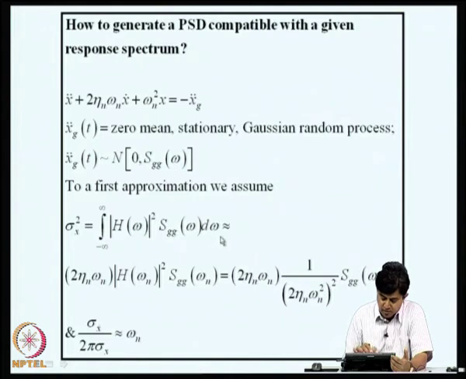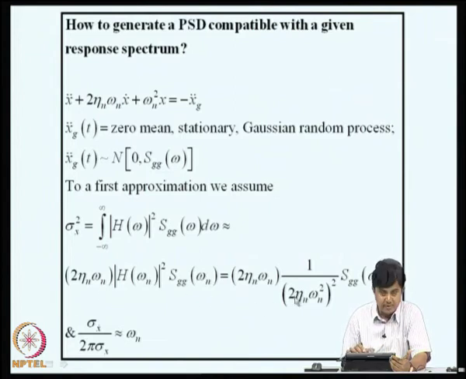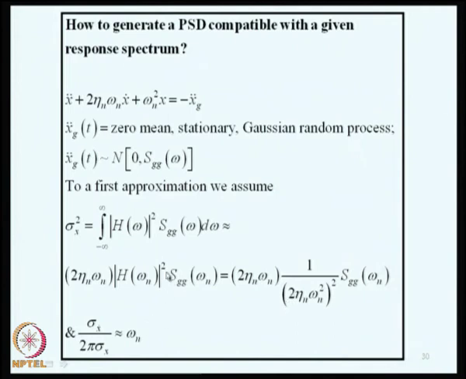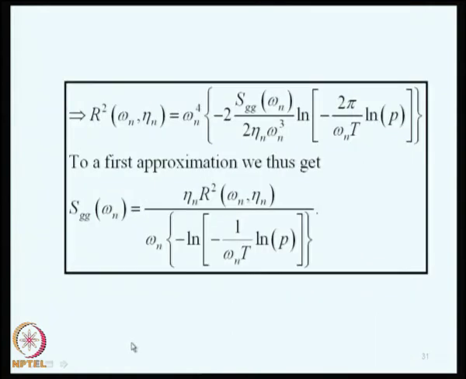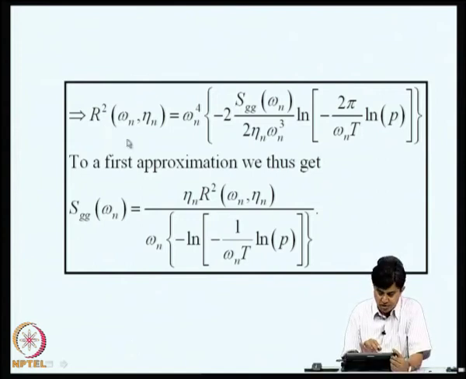This is exact, but we approximate this by assuming that the power spectral density function is fairly flat in regions where h of omega varies sharply, that is near the natural frequencies, and therefore, we can replace this integral by this. This approximation I have discussed earlier while discussing linear random vibration analysis, and we get here sigma x square and sigma x dot. Now, we go to the definition of response spectrum in terms of pth percentile point. We have R square is equal to this. Now, to a first approximation, we take the power spectral density function from this formula, and we approximate the power spectral density to be given by this.